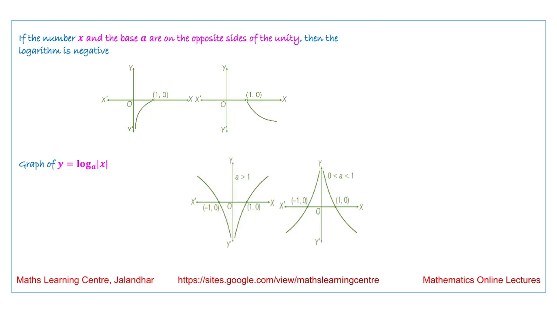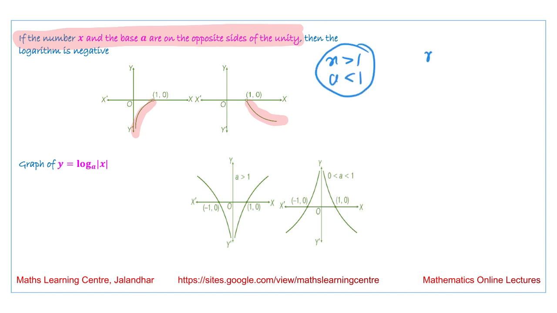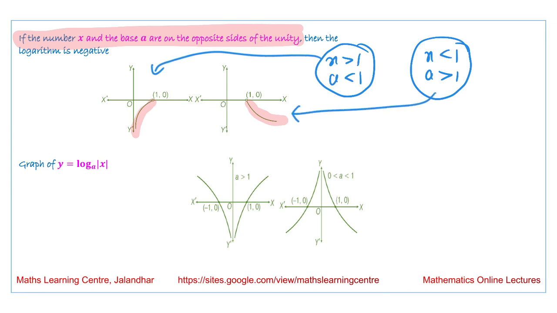Next is if the number x and the base a are on the opposite side of unity. If they are on the opposite side of unity, then the logarithm is negative, and we are seeing the graph of the logarithm is negative. So we are talking about the case when x is greater than 1 and a is less than 1. Second is x is less than 1 and a is greater than 1. So this is the graph for this, and when a is greater than 1, this is the graph for this logarithmic function.